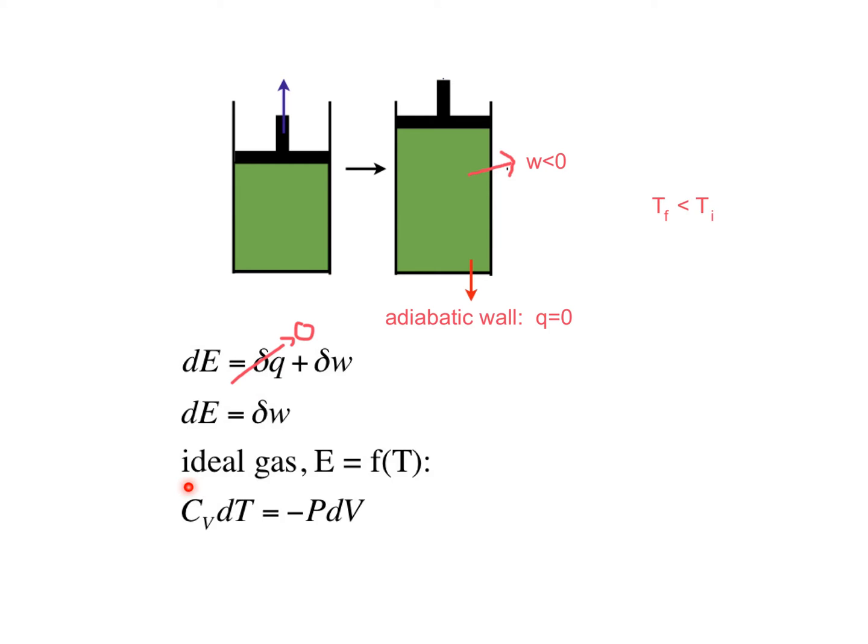When we have an ideal gas, the energy is a function of the temperature only, and so dE can be expressed as C sub V dT. dW, we know, is equal to minus P dV. If we know the equation of state, we can plug in for the pressure, separate variables, and integrate to get an expression for the temperature, initial and final, as a function of the initial and final volume.